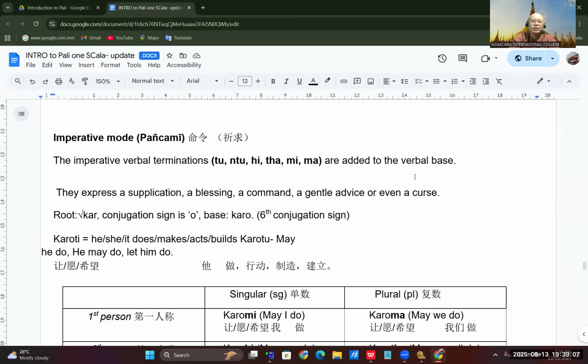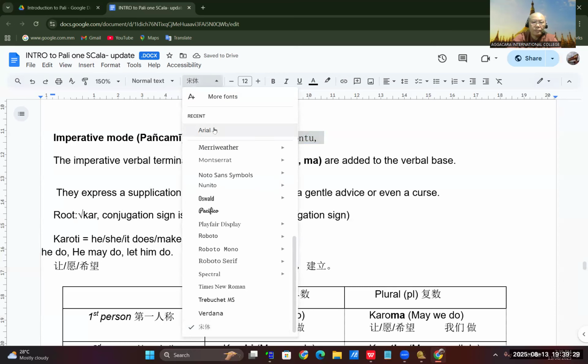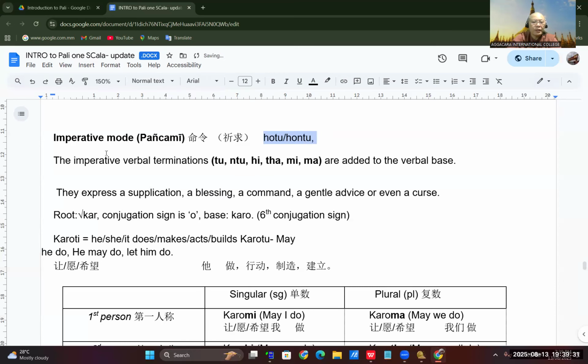For example, many times you see in the suttas all these hotu, like sabe satta sukhito hontu, like hotu, or somebody says sukhi hoti or sukhi hohi or whatever, hontu, homi, you see the homi and so on, right? So especially the hotu, hontu, you see many times in the chanting. What are they? So this is called the imperative, or in Pali called panchami.